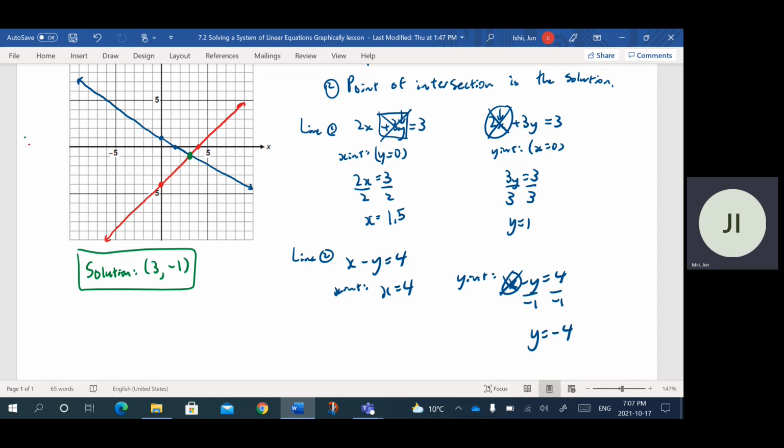So basically what you do is you draw the first line, draw the second line, and where they cross, and they can only cross at one point, right, if they're two different lines, that's your solution. All right.